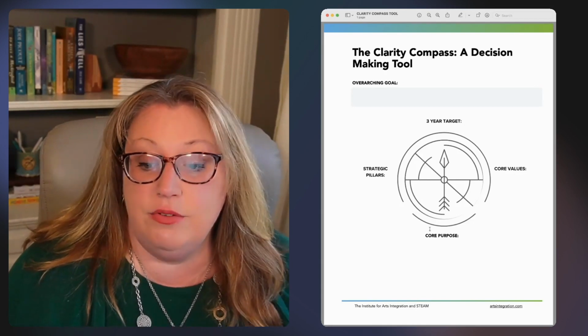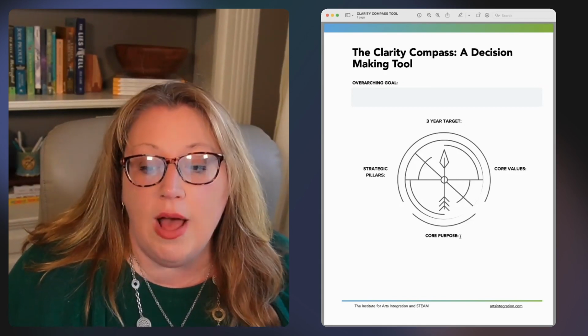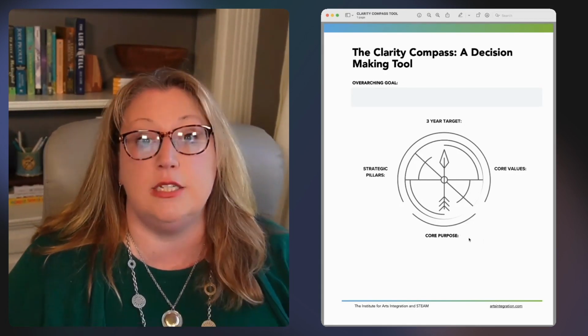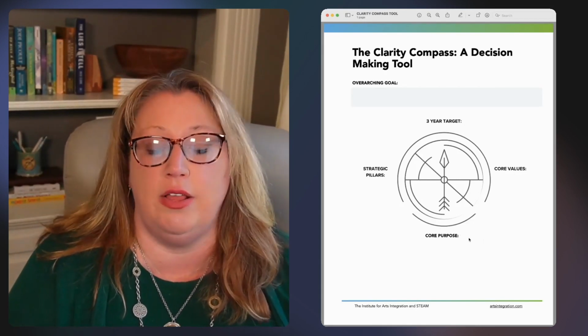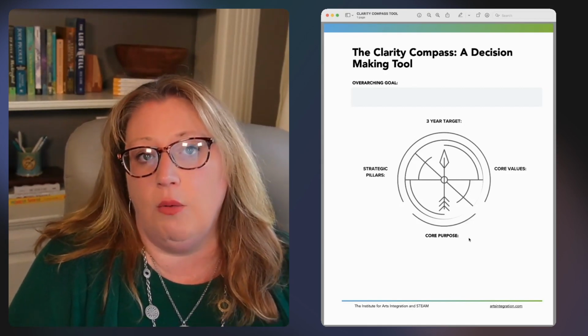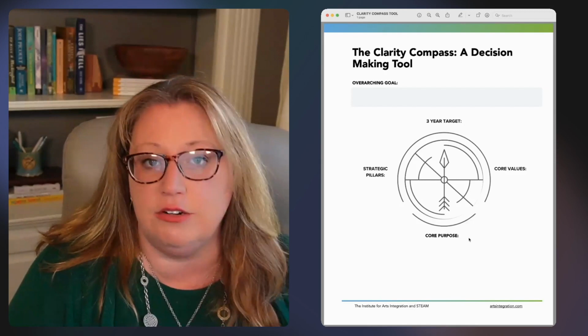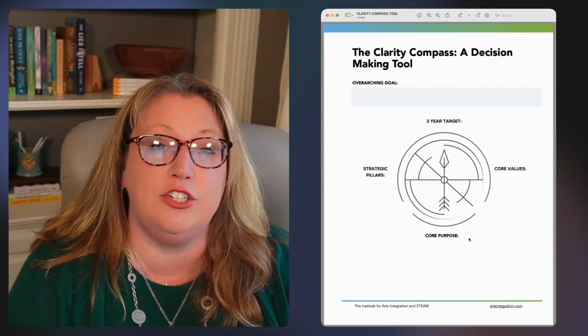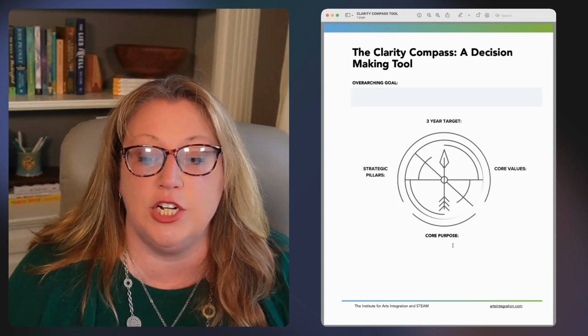Then you're going to want to move to core purpose. So what is the purpose of what you're doing right now? So this is a big, broad brushstroke. Don't get too small here. So as an educator, your core purpose, why are you a teacher? Why are you an educator? Why are you sticking around when things are so hard right now? What is your core purpose that is driving you? This is what you're going to put down here.